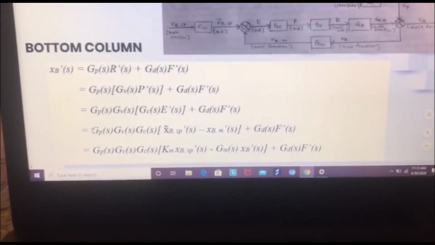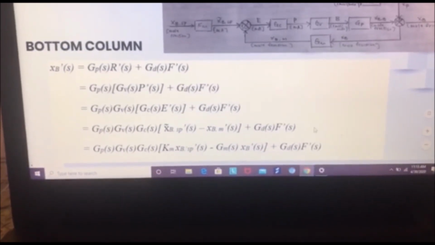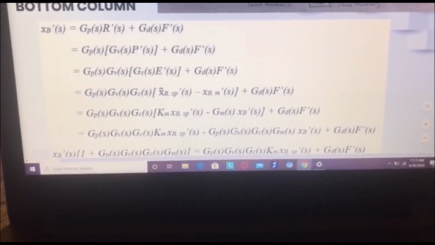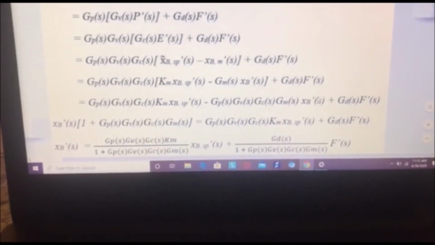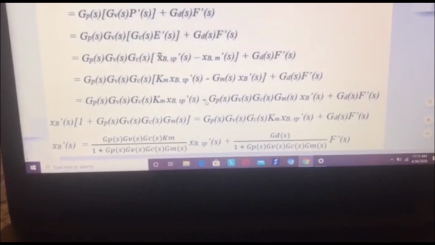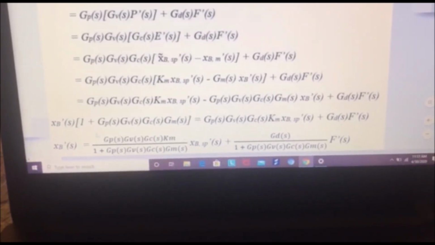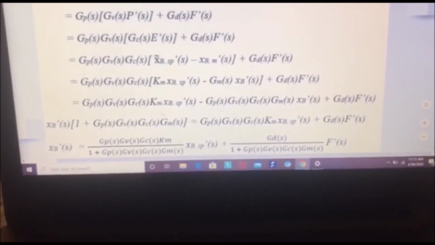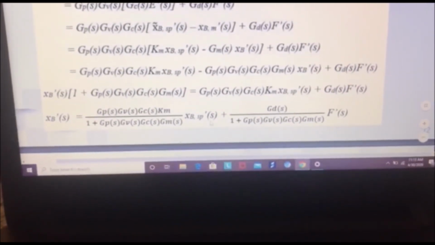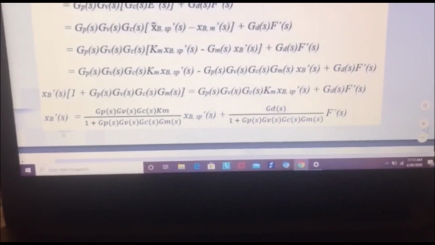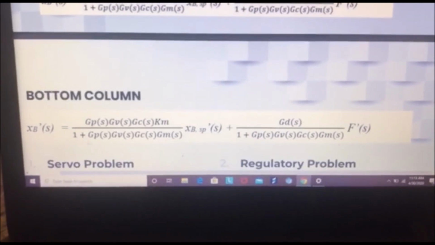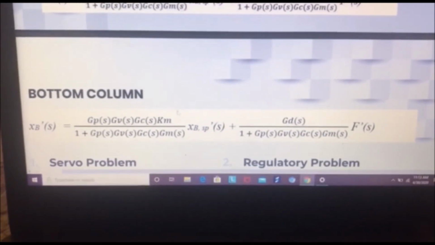After you substitute all the values in the equation, you will rearrange the equation. When you rearrange the equation, you will see the term xbs here. So you bring this to the right hand side and factorize it. After bringing it to the right hand side and factorizing it, you will rearrange the equation again and the equation becomes like this. So as you can see, this is the bottom column equation here.